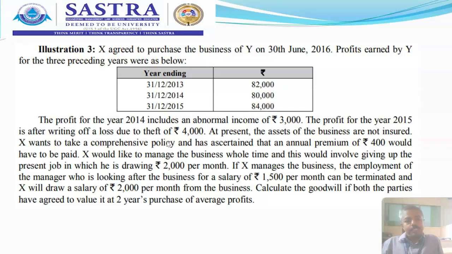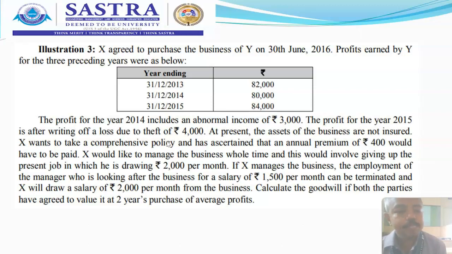Now, what are the common adjustments to be done for all the 3 years? So one is expenses to be paid for the future insurance premium, because Mr. X would like to insure all the assets under a comprehensive insurance policy, and we are expected to pay a premium of rupees 400 per annum. That expense needs to be subtracted because it is going to be a recurring expense in all the future years. So the 400 premium needs to be subtracted.